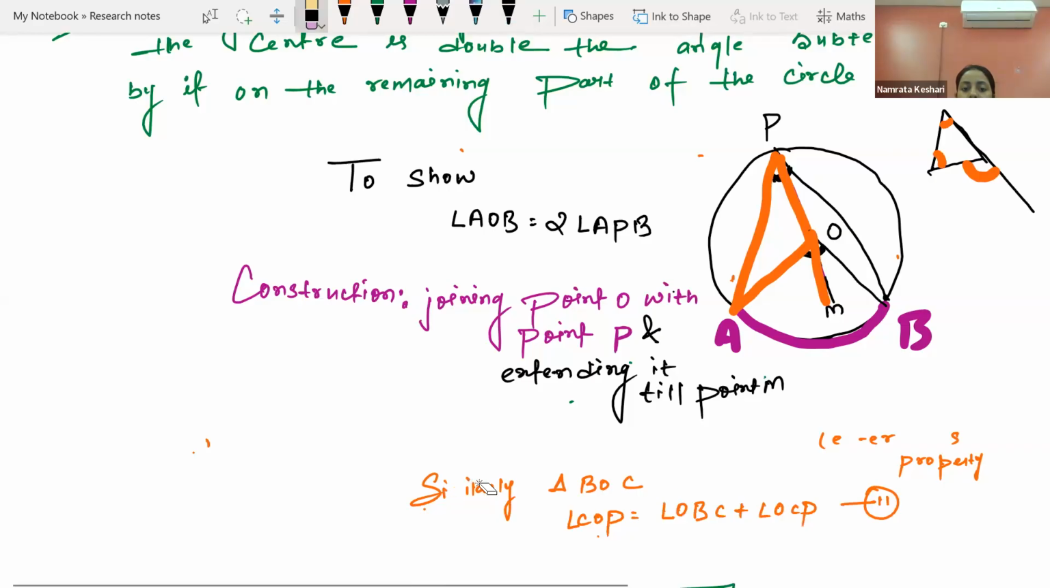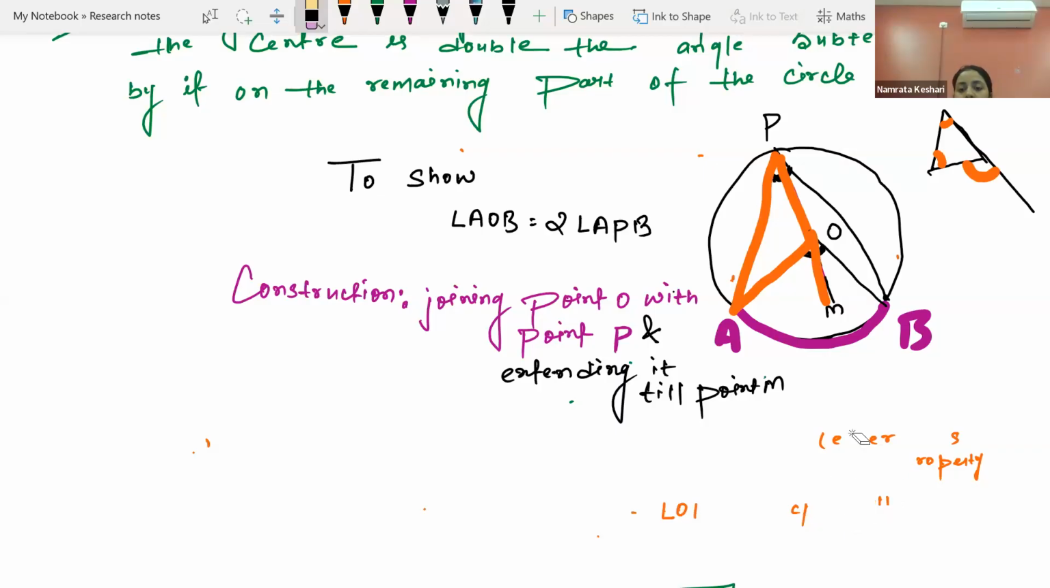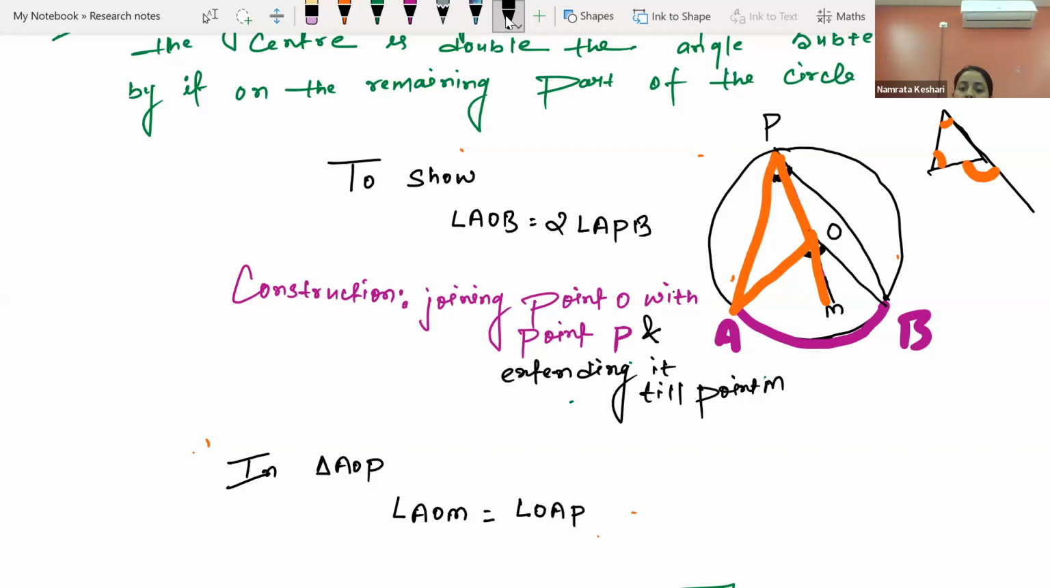We will be writing that here in triangle AOP, in triangle AOP, the exterior angle so formed. That means angle AOM is equal to sum of opposite interior angles. That means angle OAP plus angle APO, exterior angle property.